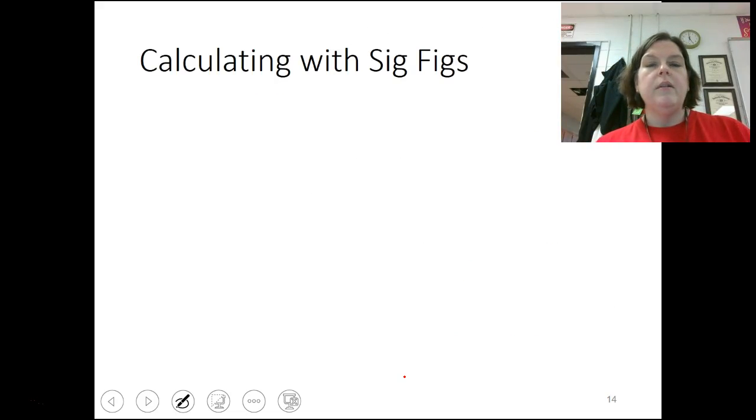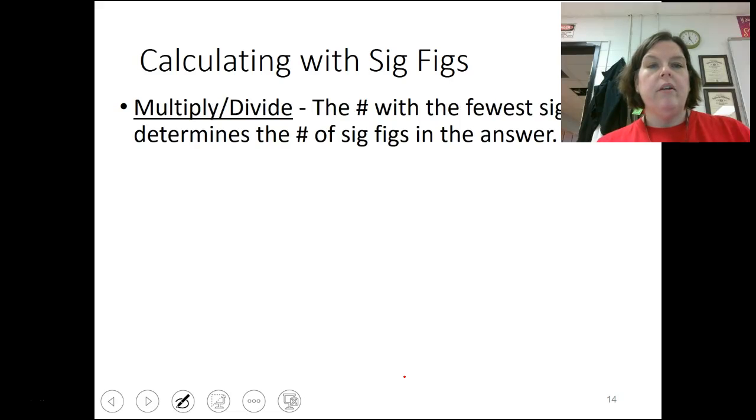Okay, calculating with Sig Figs. We've got to remember that when we're calculating with Sig Figs that we have to think about what we're doing. Multiplication and division is dead easy. Basically, we count the number of Sig Figs in all of the parts of the problem. The one with the lowest number of Sig Figs determines how many Sig Figs I have in the answer.